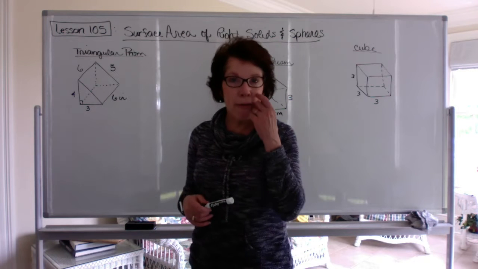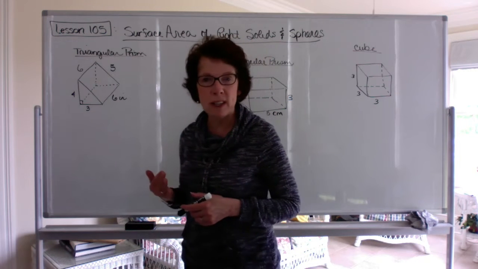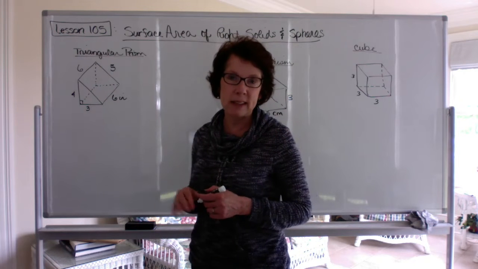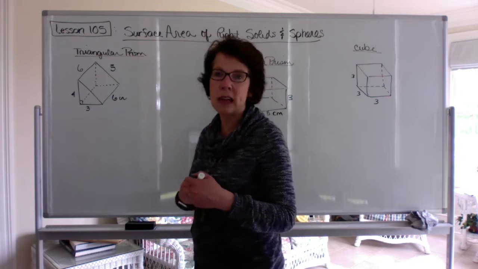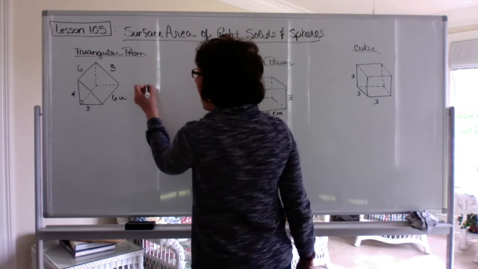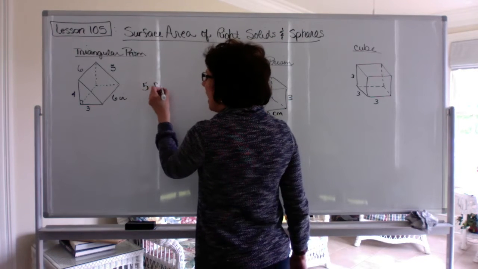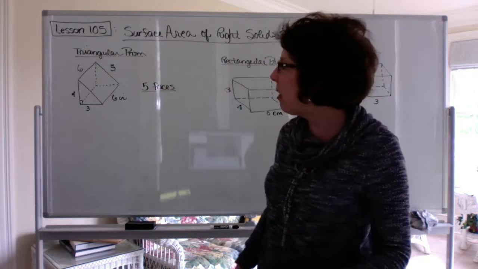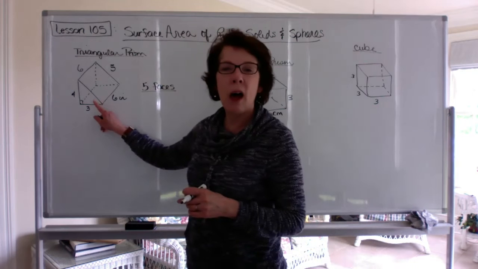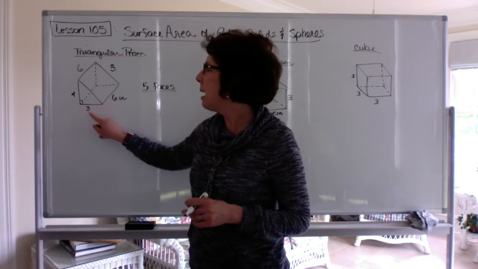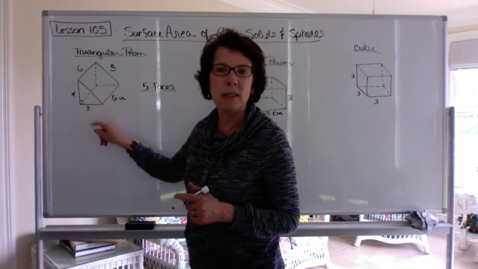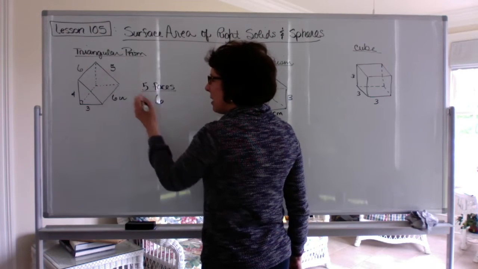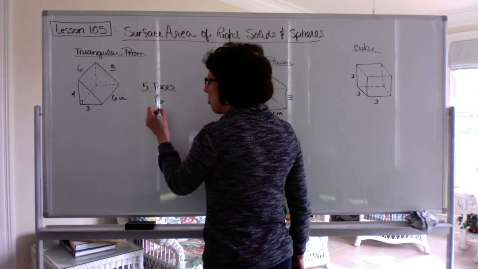Since we have 5 faces, we're finding the surface area. That means the area of all the surfaces or faces, as if we were painting the outside of the prism. All we're going to do is find the area of the 5 faces and add them together. Let's start with the area of the triangle. It's 4 times 3 is 12, divided by 2 is 6. I have another area of 6 because I have a back triangle.